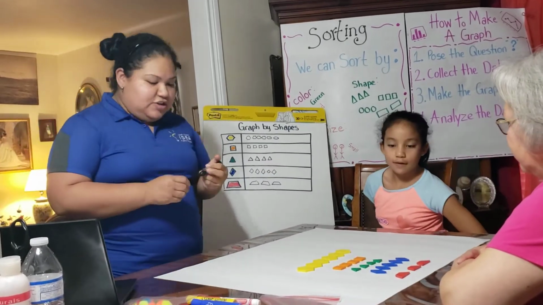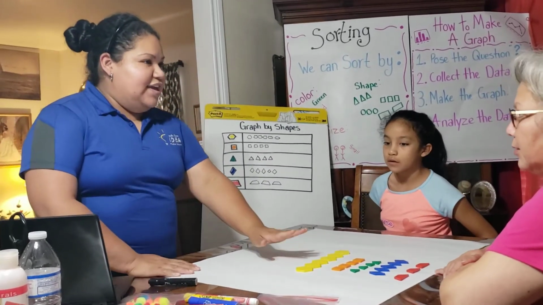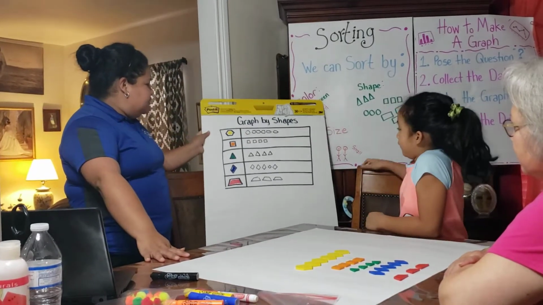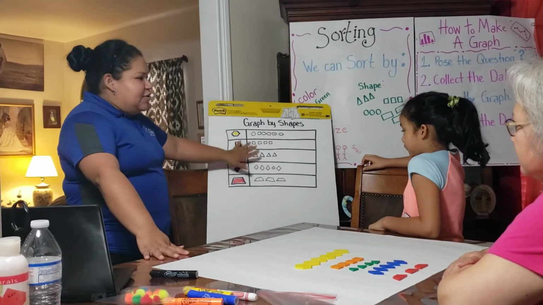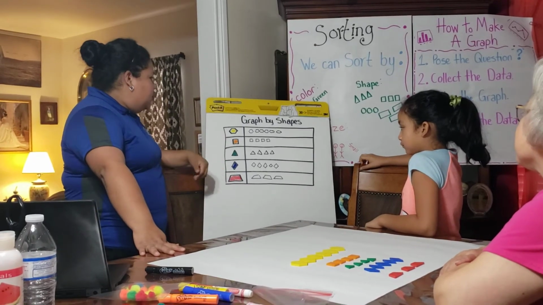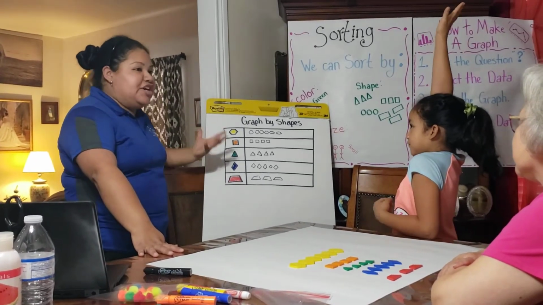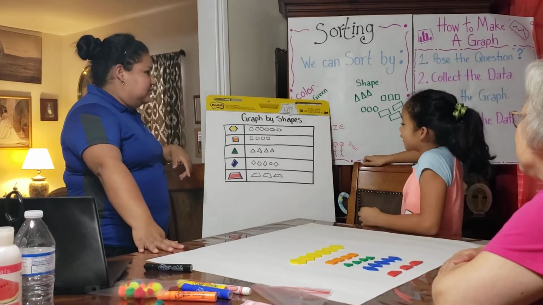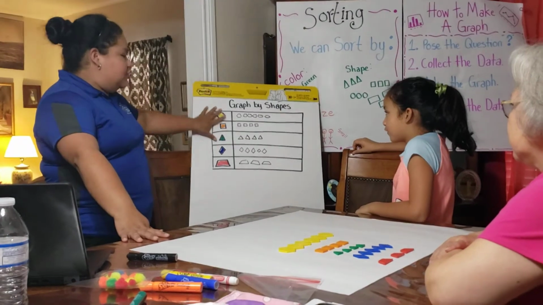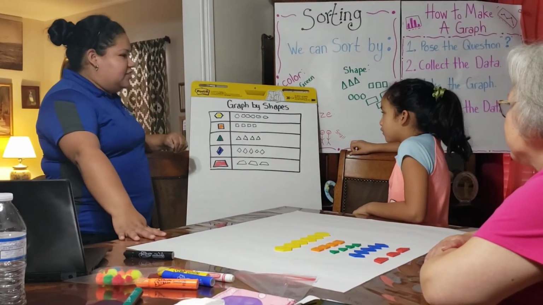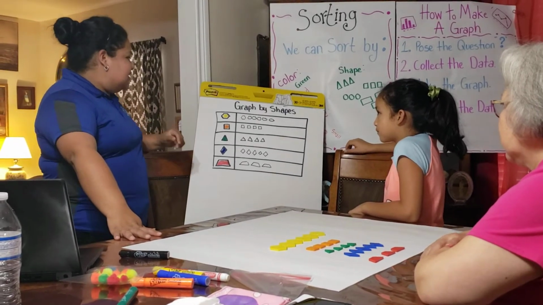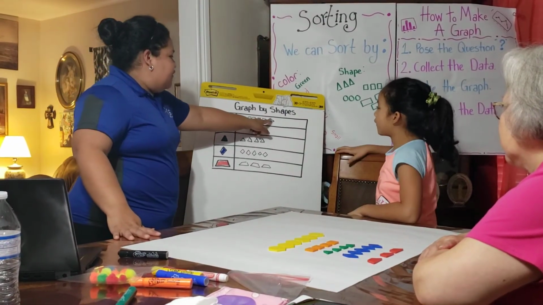Okay, so now that you gathered all your sorting of your shapes and all your data information, you put it on your graph of shapes. Now, take a look at the graphs, Leilani and Alice. By looking at your graph, which one did you have more shapes? Leilani? Octagons. The octagons. Can you tell me how many octagons you have according to your graph? 6. 1, 2, 3, 4, 5, 6.